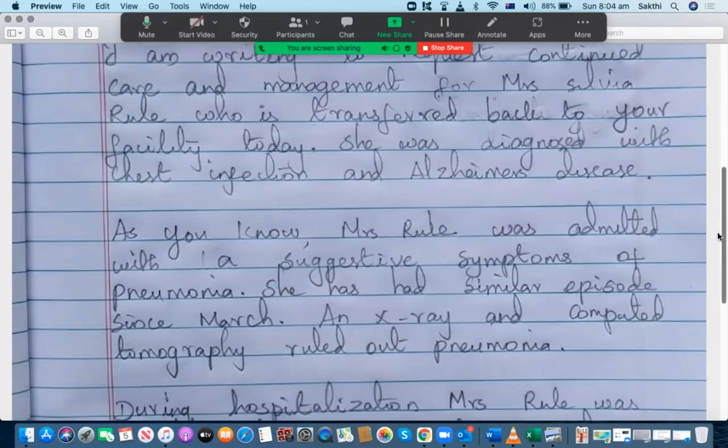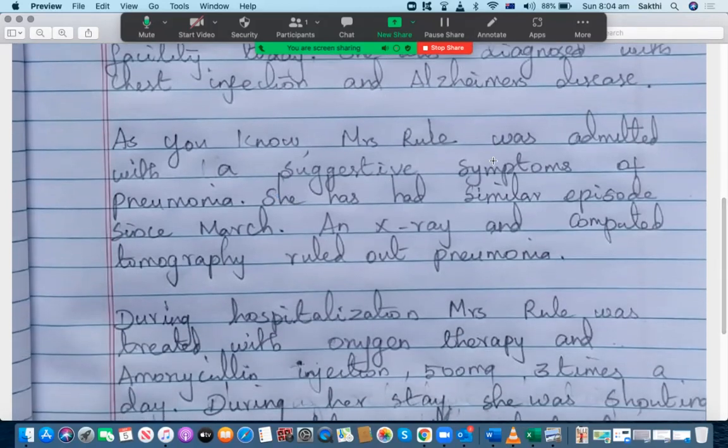Let's go through the next one. As you know, Mrs. Rule was admitted with the suggestive symptoms. Okay, remember this. The articles a and an can never ever go with the plural noun.